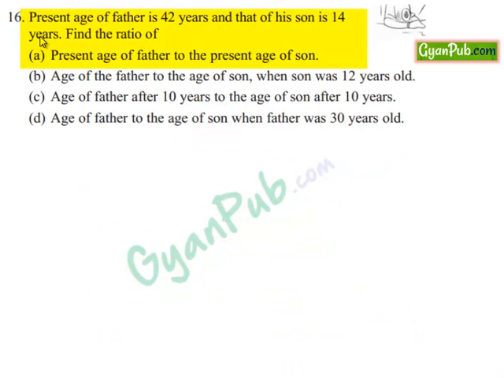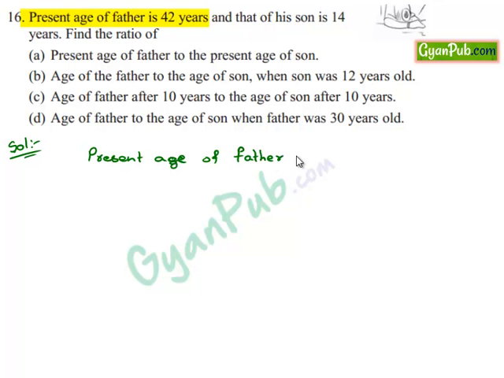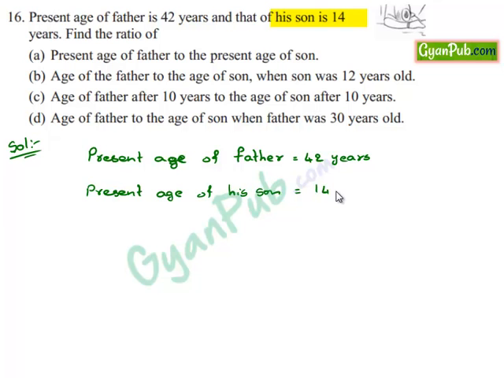Take down the 16th question. Given that the present age of the father is 42 years and that of his son is 14 years, we are to find the ratio of the following. Let's do the solution. Take down the given data, that is, present age of father is equal to 42 years and present age of his son is equal to 14 years.